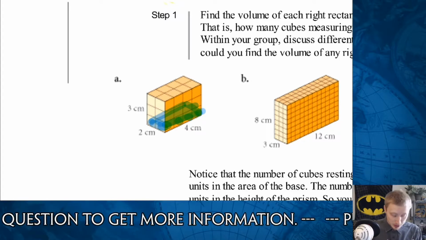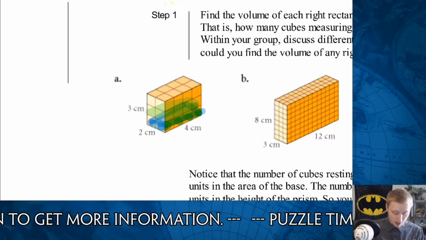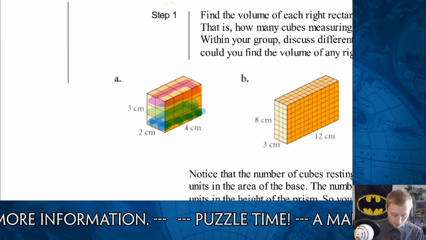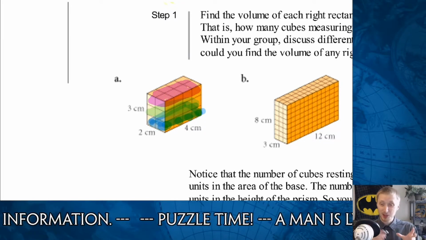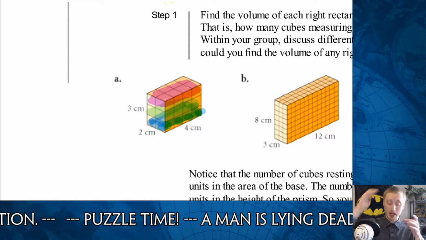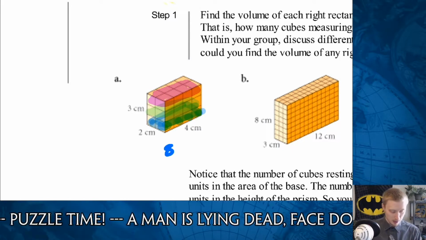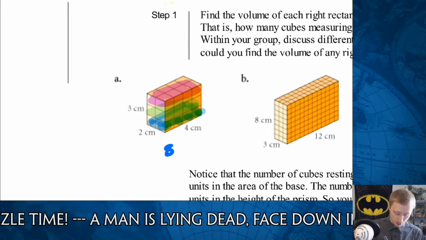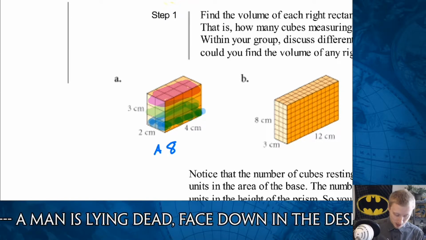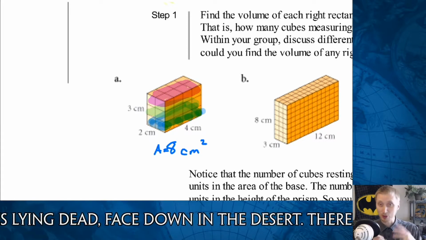And then what we're going to do is stack up the next layer on top of layer. And so we have 2 times 4 blocks sitting there, stacked 3 layers high. So the first layer, 2 times 4, has an area of 8. Right, the area is 8. This is centimeters times centimeters, so it would be centimeters squared.